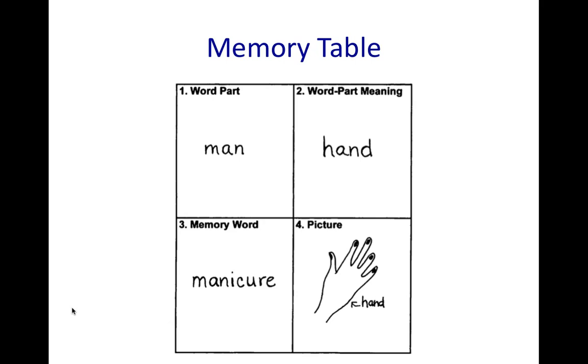Students could also make memory tables to help them remember a morpheme and its meaning. The memory table shows the root, man, in the top left corner, with its meaning, which is hand, written in the top right corner. A memory word that has the root in it is written in the bottom left corner. The example word here is manicure, and a visual representation of that is drawn in the lower right corner. Students could use these memory tables as study tools to remember important morphemes.